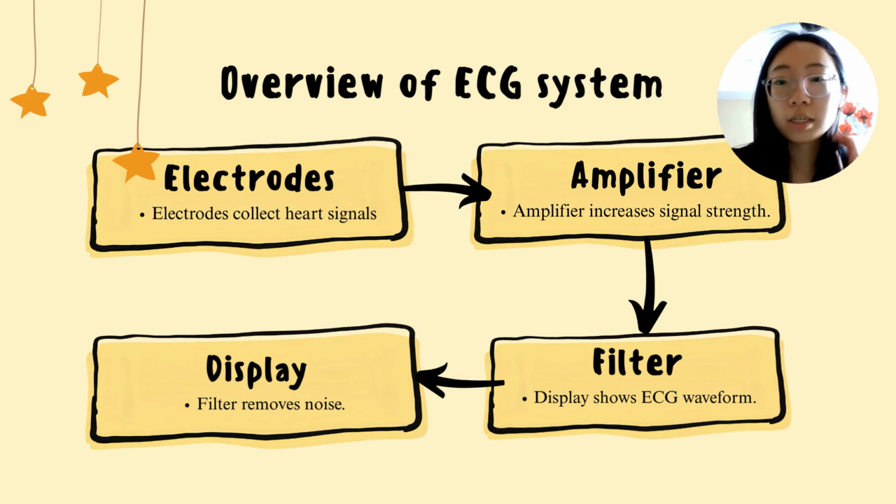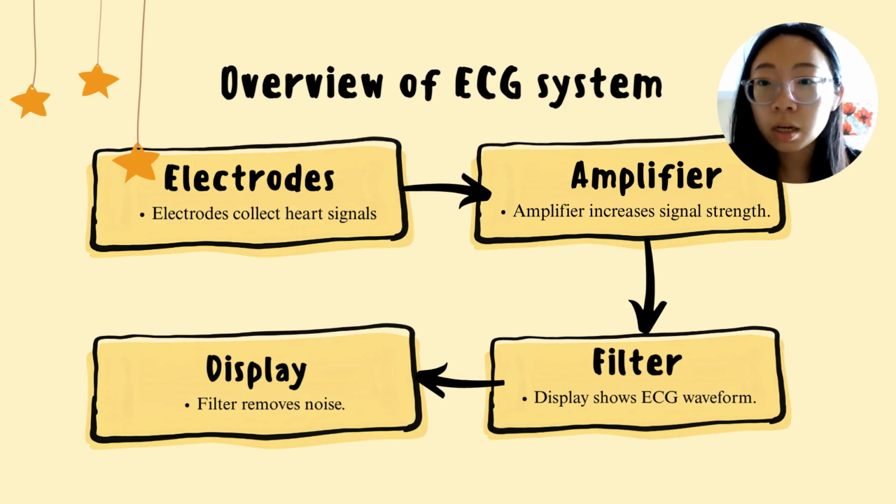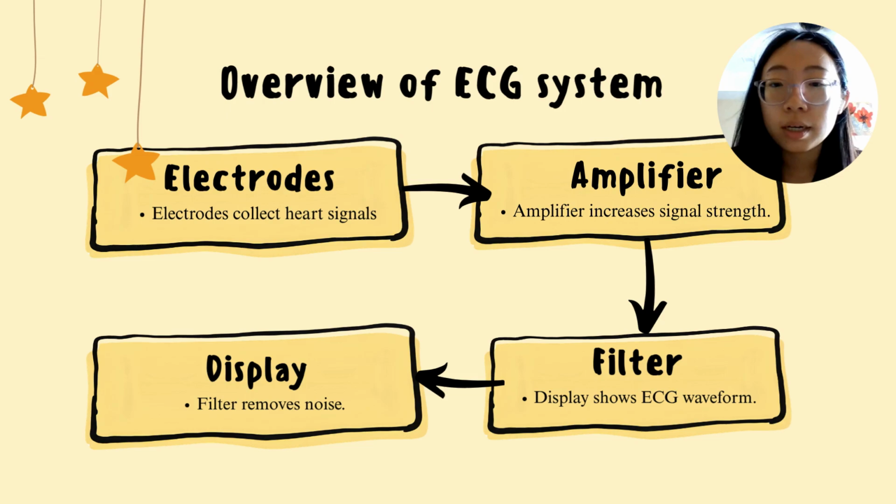The ECG monitoring system consists of four main stages: electrodes, amplifier, filter, and display. First, electrodes are attached to the patient's body. These electrodes detect the electrical signals produced by the heart and convert them into electrical voltage. Next, the detected signal is sent to the amplifier stage. Since the ECG signal is very small, the amplifier increases its strength to a level that electronic circuits can process more effectively. After amplification, the signal passes through a filter stage.